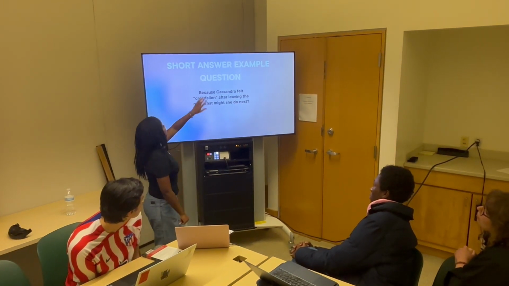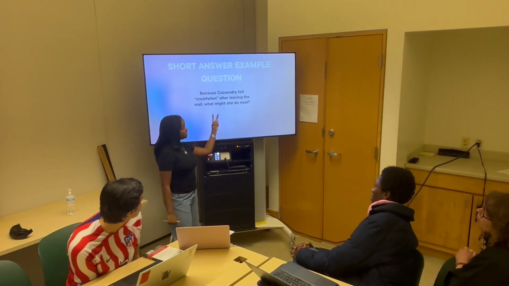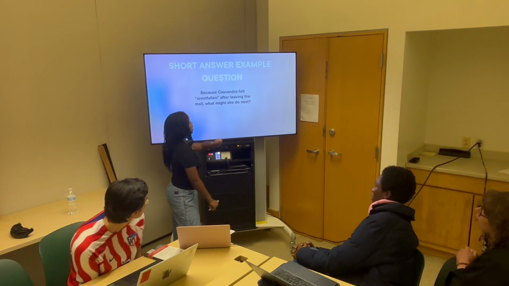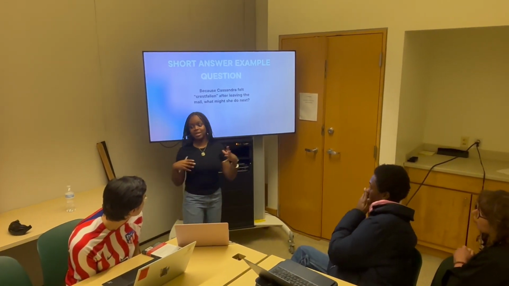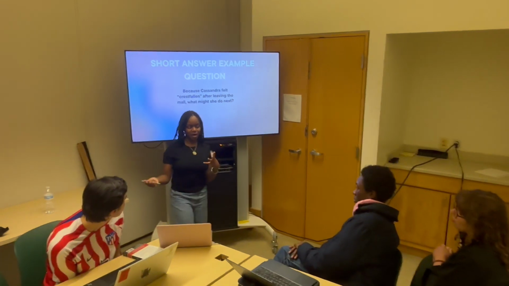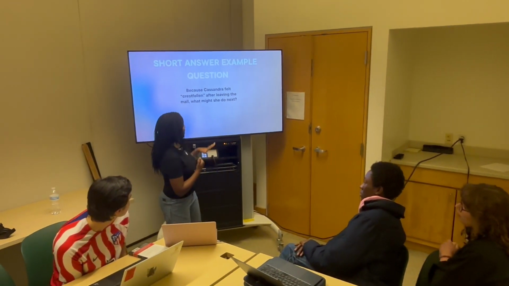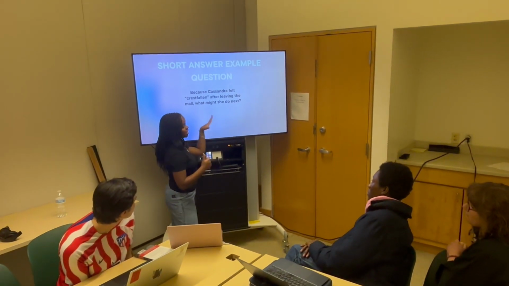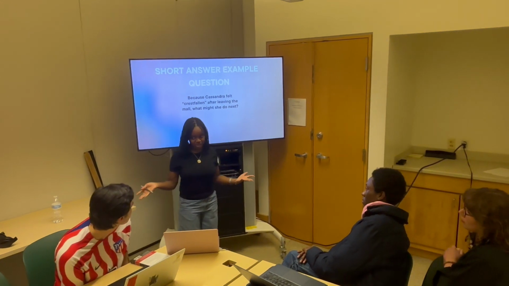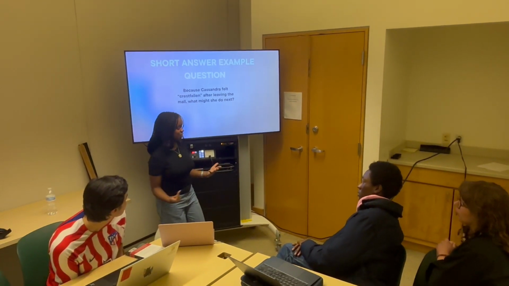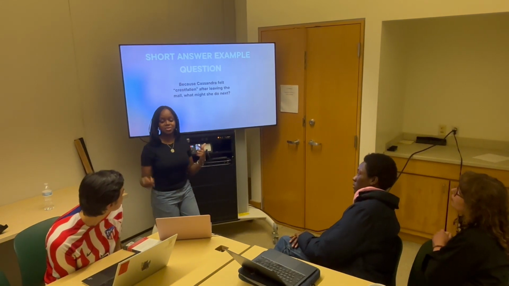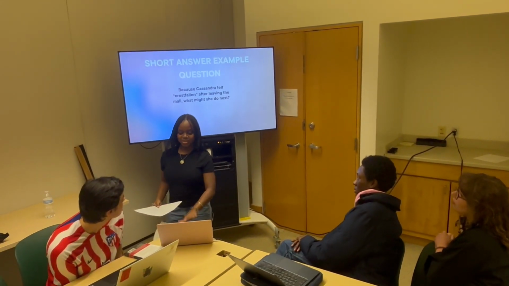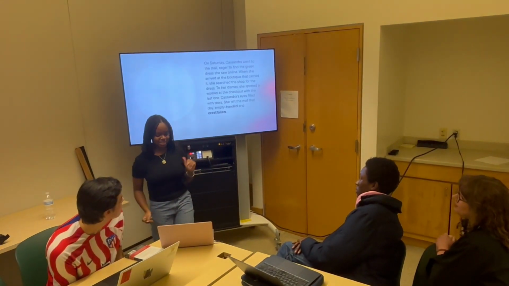Okay, because Cassandra felt crestfallen after leaving the mall, what might she do next? So basically, we are going to be making a prediction based upon a condition. The condition being that Cassandra is crestfallen, and the prediction being what she's going to do next. But we can't make that prediction if we don't know the meaning of the word crestfallen. So we're going to be using context clues to help us figure out exactly what that means.